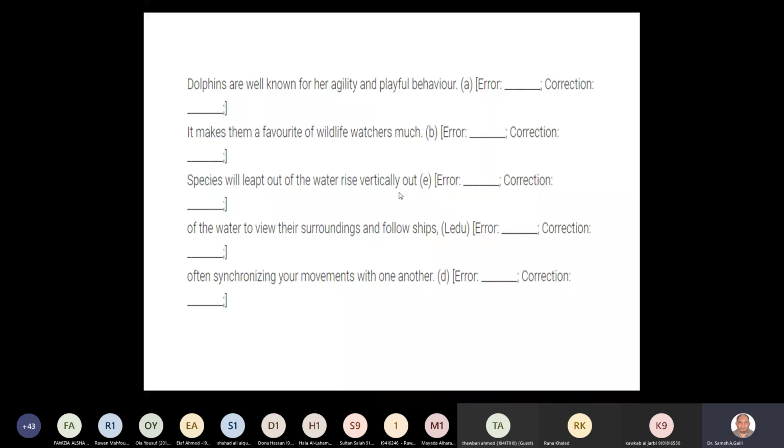Often synchronizing your movements with one another. What do you think? With each other? Okay, it can be each other, but we have a problem before each other or one another. Their movements. Your movements. We have to use their movements. Their movements, absolutely, yes. Let me check the answers.